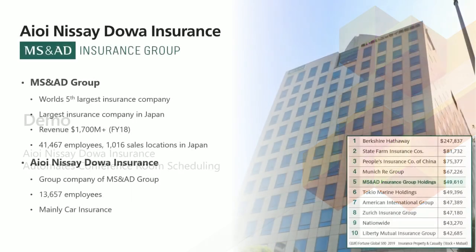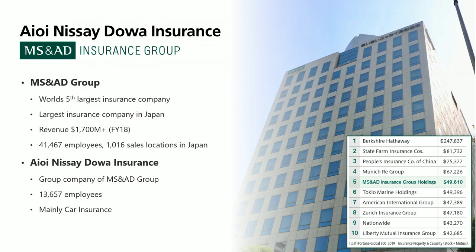Okay. So let's give you a little bit of a background on Nissay. It's the world's 5th largest insurance company, and in fact, the largest one in Japan. As you can see, they obviously have revenues of over $1 billion and are a very large organization. So this is clearly an enterprise.